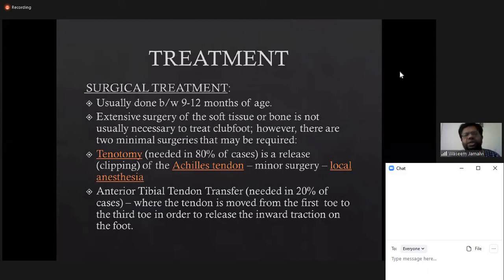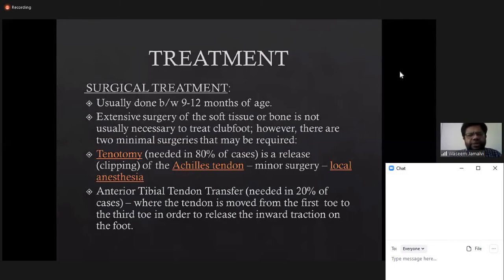Tenotomy is usually done in 80% of the children. It's a minor surgery with the help of local anesthesia, and just a release of the Achilles tendon. It's a minor surgery, and more than 80% of children who went through the surgical process are improved by this process.